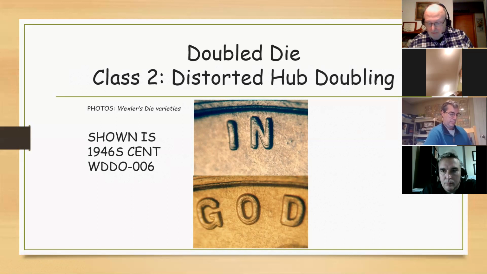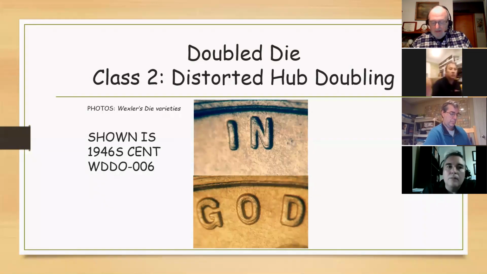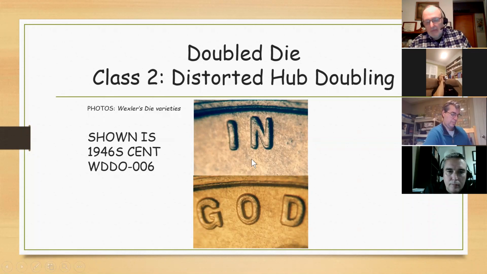All the class 2 double dies should have the doubling spread towards the center, but again, there's exceptions to this. And sometimes it will display doubling that is spread either towards the center, which this has done, it's coming down towards the center, or has spread towards the rim. So this one's a harder case to actually pick out, the class 2.